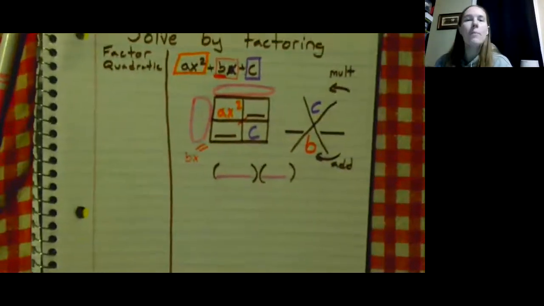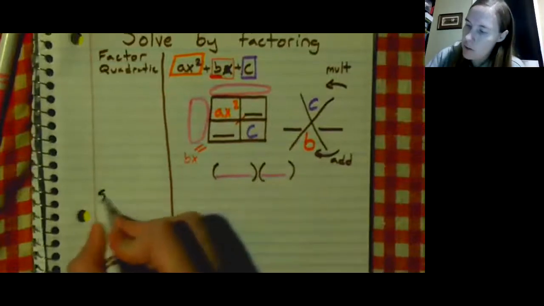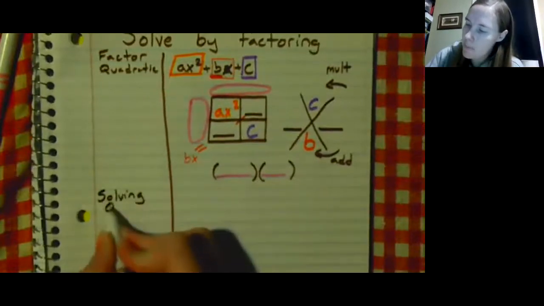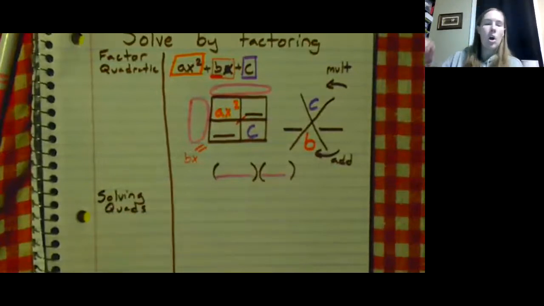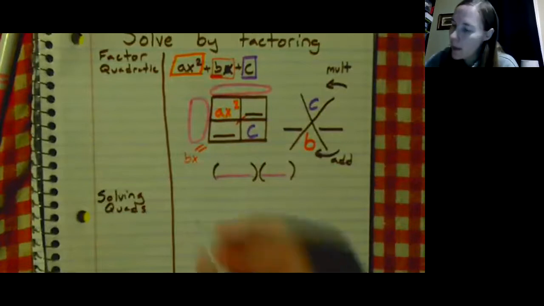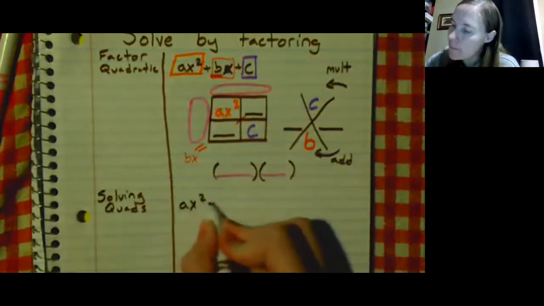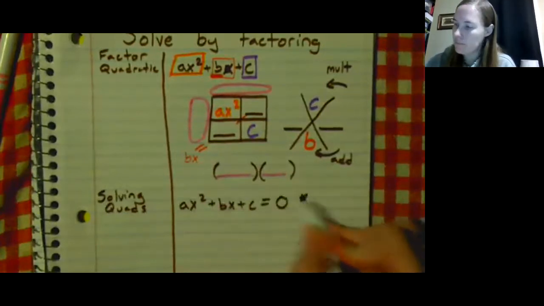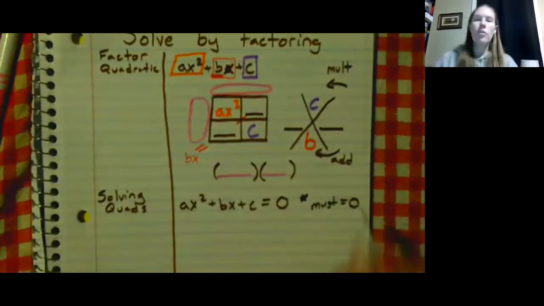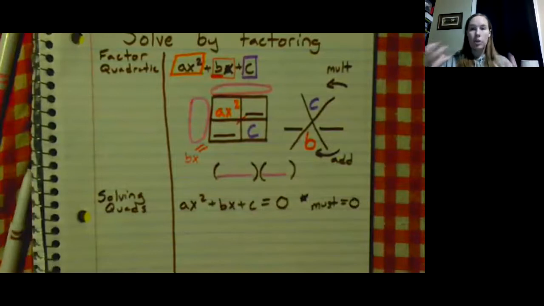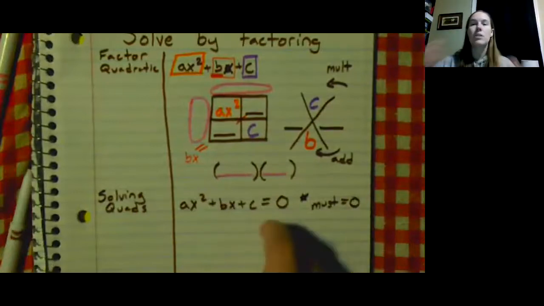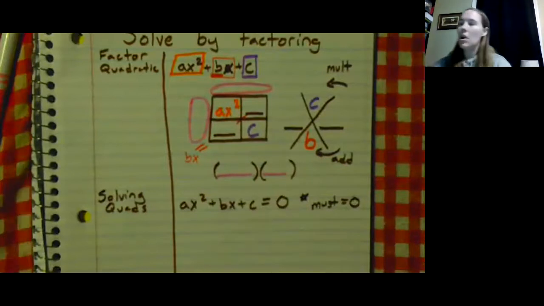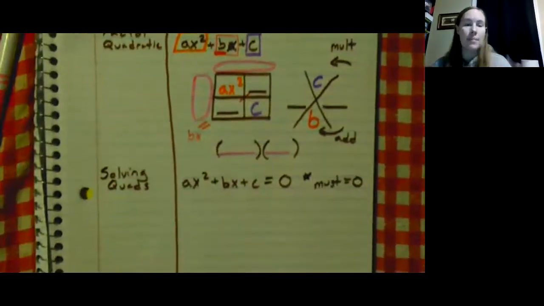So when we're factoring and solving quads, I'm lazy, so I'm going to write quads instead of quadratics. One thing that has to be true is that your ax squared plus bx plus c has to equal 0. The reason it must equal 0 is because when we learned those different names, x-intercepts, roots, solutions, and zeros, it has to equal 0 to be able to find the zeros. So let's do some with numbers.